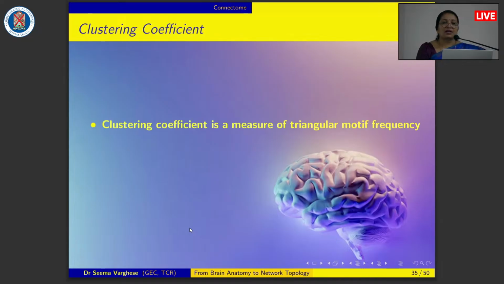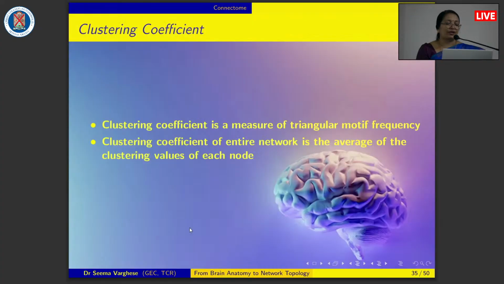Now what is the clustering coefficient? The clustering coefficient is a measure of triangular motif frequency. It is the average of the clustering values of each node.